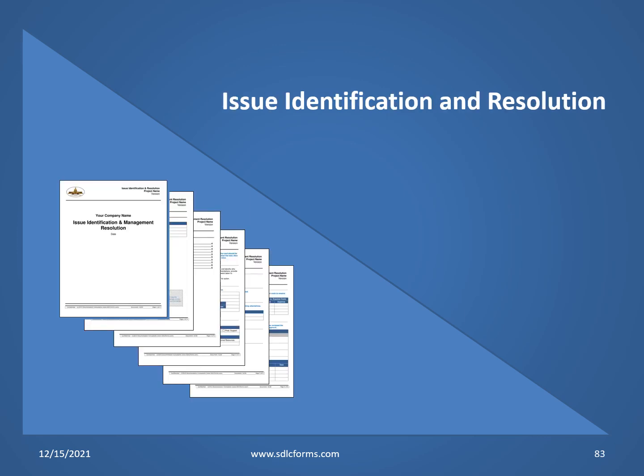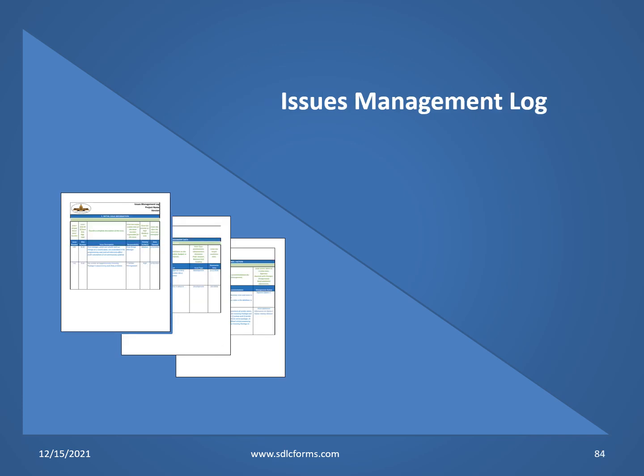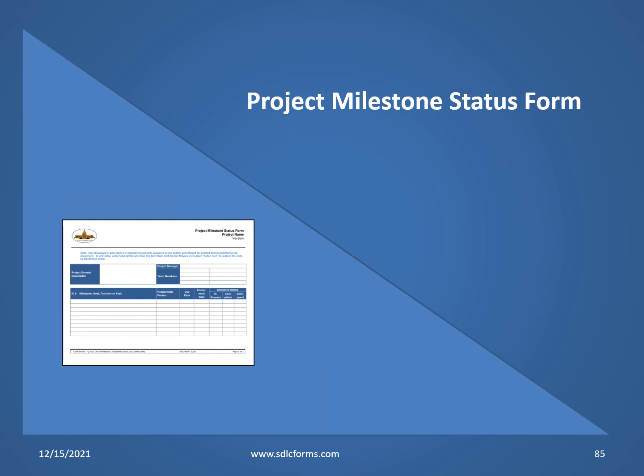This document is used to individually identify each issue that may impact the project and identify who created and resolved the issue. The Issues Management Log provides the ability to initially identify the issue and how the issue is assessed by the project team. The Project Milestone Status Form provides a vehicle for capturing the latest status of due date, completion date, and the milestone task status.